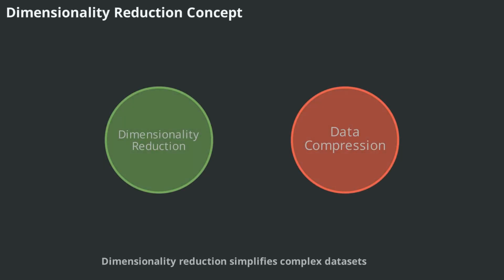Dimensionality reduction simplifies complex datasets by reducing the number of features. It keeps the most important information while removing redundancy. This makes models faster and easier to interpret, especially with large datasets.